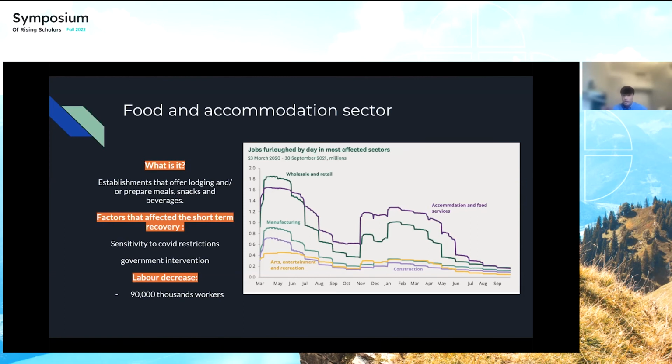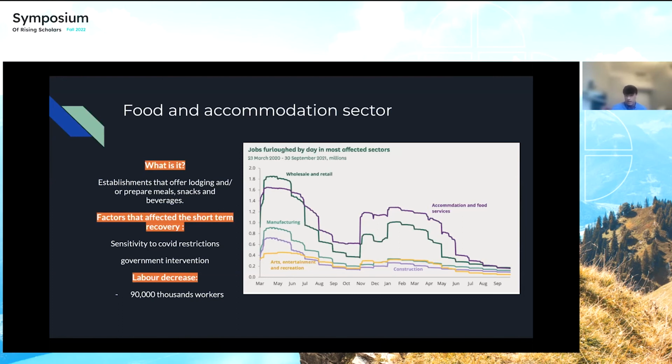The Eat Out to Help Out scheme consisted in the government paying most of the consumers' bills, encouraging them to consume goods provided by local restaurants. Unfortunately, once the scheme finished and people started to return to their ordinary life during October and entering the winter period, the number of jobs furloughed spiked again. This was because of one major reason, which was a lockdown, which negatively affected the food and accommodation sectors. This is the reason why the number of jobs furloughed increased.